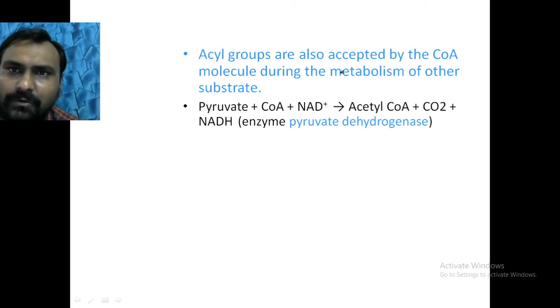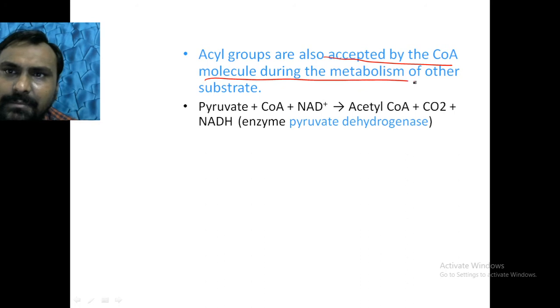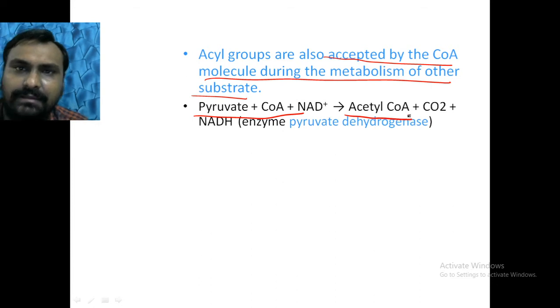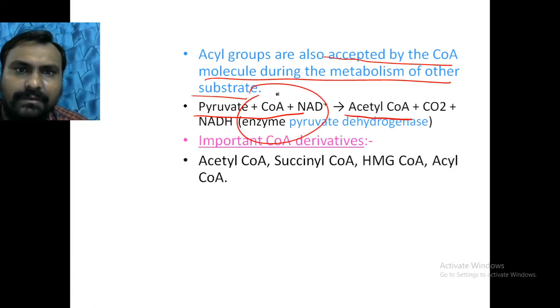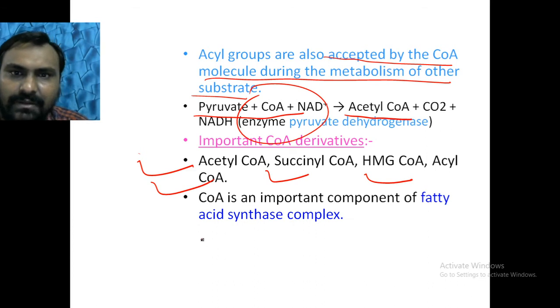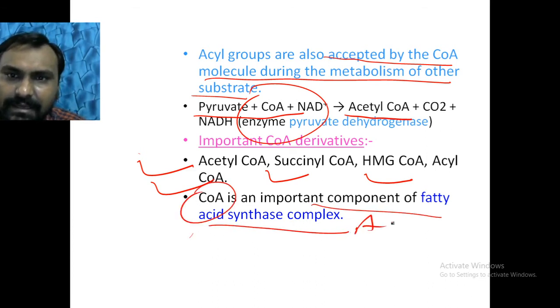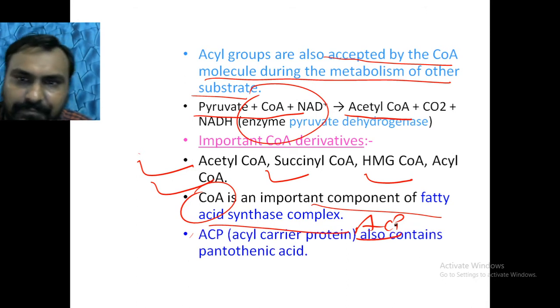Acyl groups are also accepted by coenzyme A during the metabolism of other substrates, and pyruvate plus CoA will form acetyl CoA with the help of a multi-enzyme complex. Important derivatives of CoA are acetyl CoA, succinyl CoA, HMG CoA and acyl CoA, which we have already seen. This coenzyme A is also an important component of fatty acid synthase, the acyl carrier protein we have seen, with phosphopantetheine.